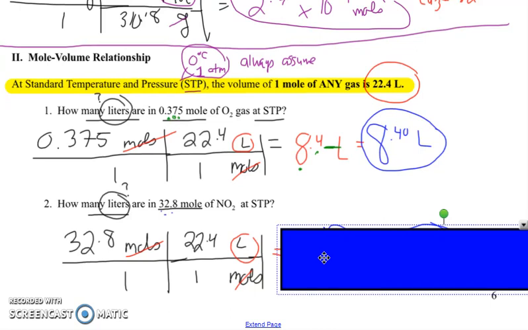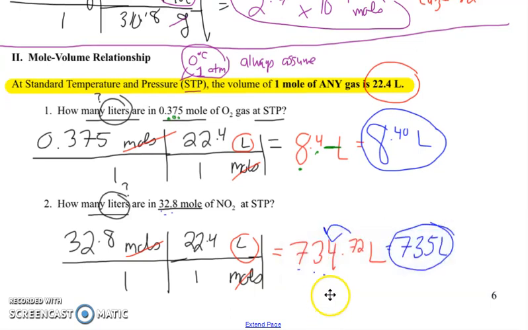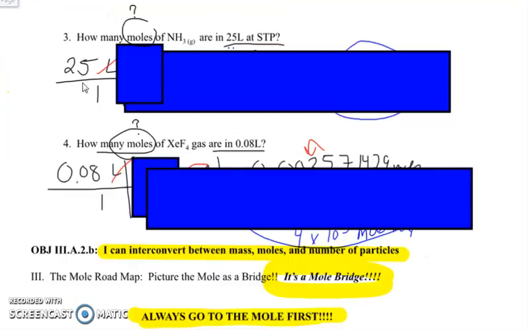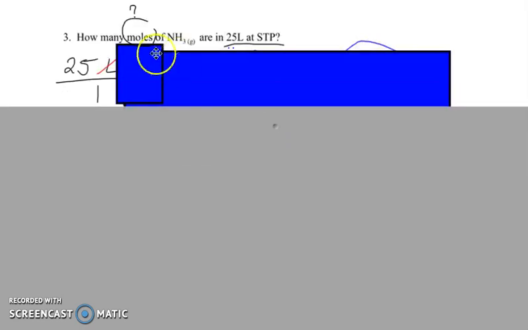And when you plug that into your calculator and check, you will get 734.72, but round that to 3 sig figs gives me 735 liters of gas. Any questions on page 6? No? Okay. Let's flip and go to page 7. More of the same, really. I'll go a little bit faster on this one because I think you're probably getting it.